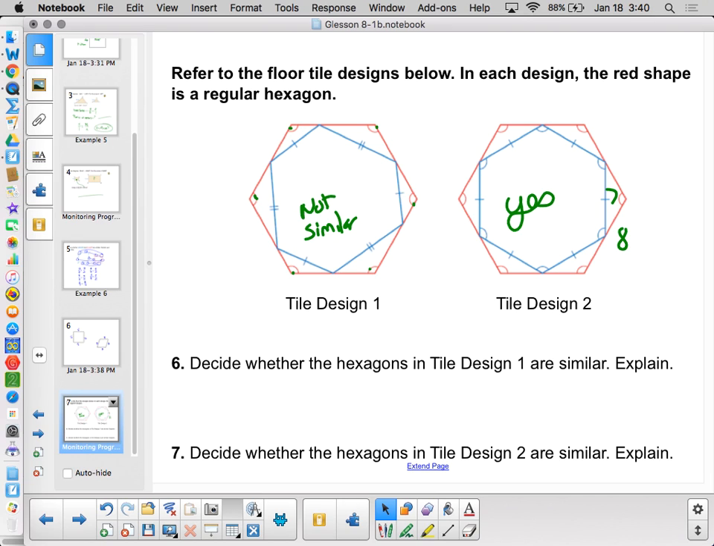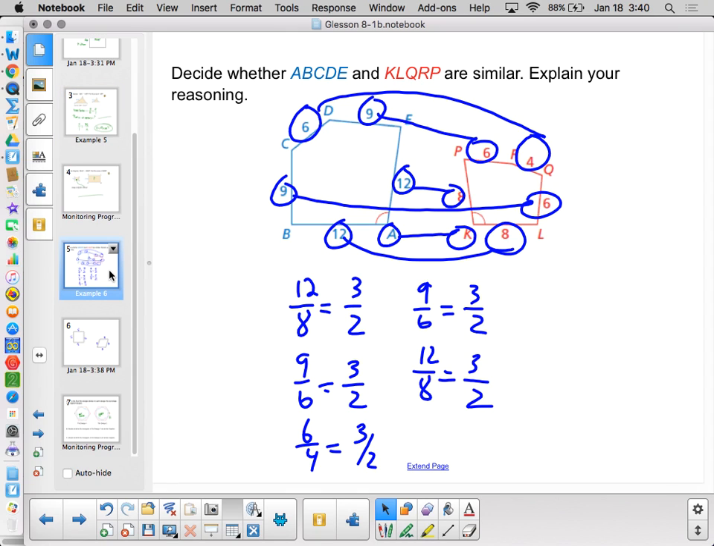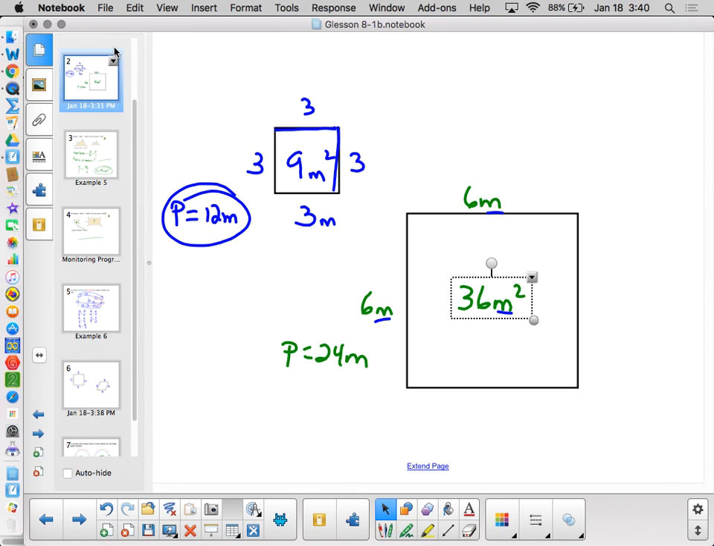So again, more dealing with the similarity, but again, focus on this idea of the ratios of areas. We're going to talk more about proving things similar in future sections. We'll really get into that a lot with triangles, but corresponding areas are kind of the big deal for now.